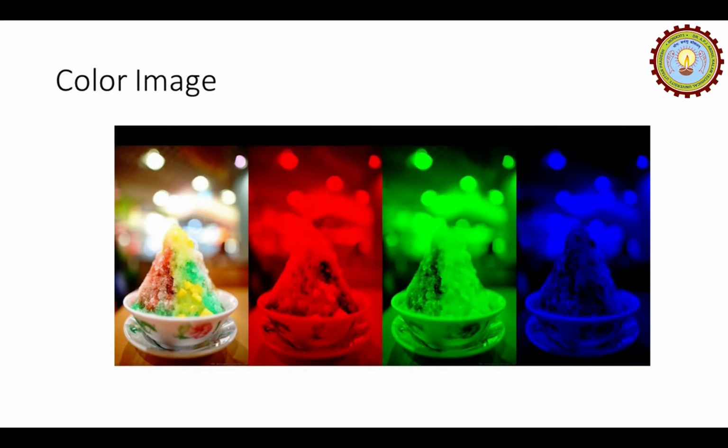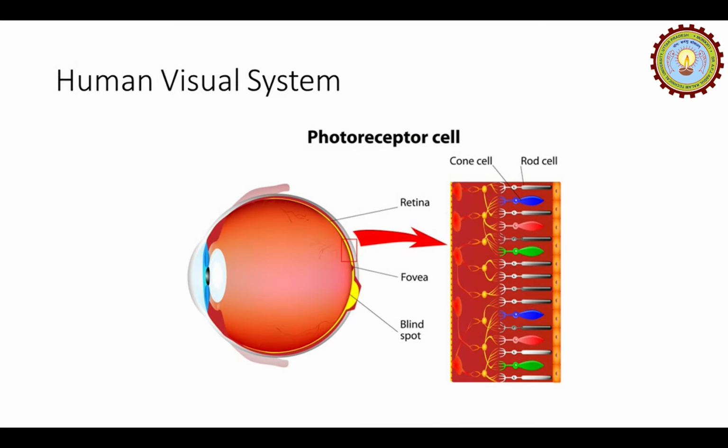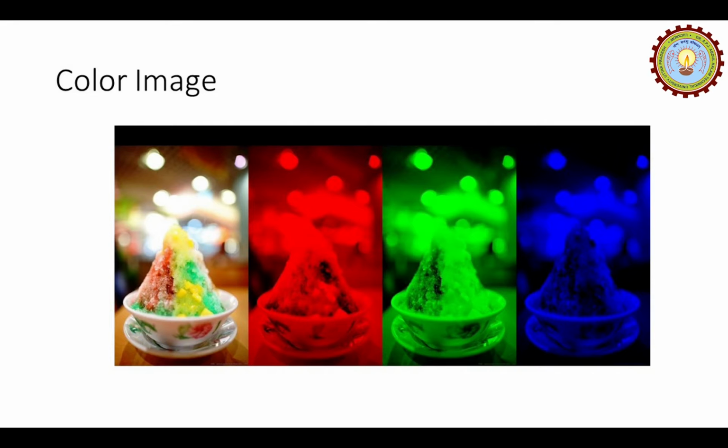The other kind of images are the color images, where you have a red component, a green component, and a blue component, similar to the way the human visual system has red, green, and blue cones which detect the color information. That is where the motivation of representing a color image with R, G, and B has come from. The red component is represented by a 2D matrix, the green component by a 2D matrix, and the blue component by an individual 2D matrix, all of the same size.